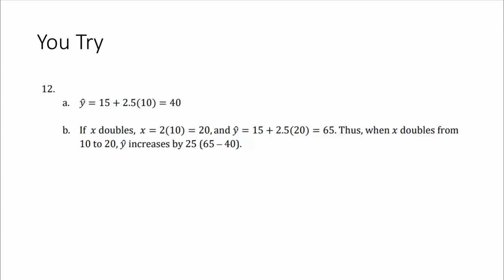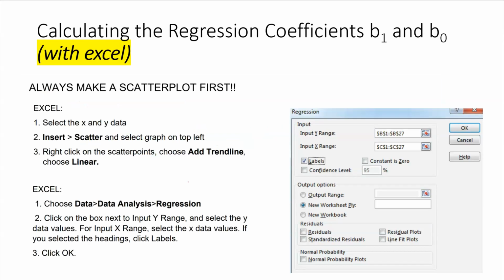All right, so now how do we actually get those coefficients ourselves? First we're going to make a scatter plot. Why? Because we want to make sure that the data is actually linear. We don't want to use a linear equation if the data isn't linear. So we're going to make an Excel scatter plot, add the trend line, and then use the data analysis. Remember, you have to use Excel for this. Google Spreadsheets is not going to do it for you. And then we'll calculate this.